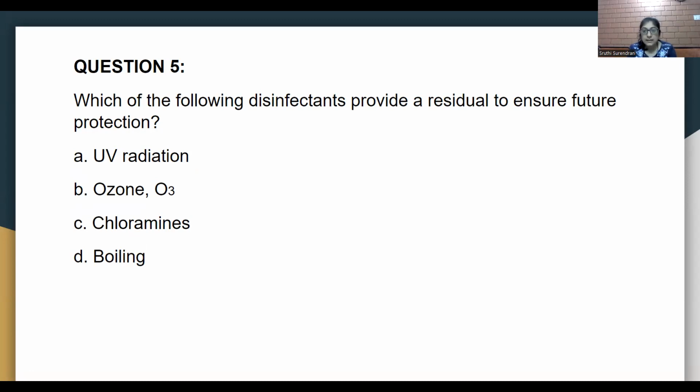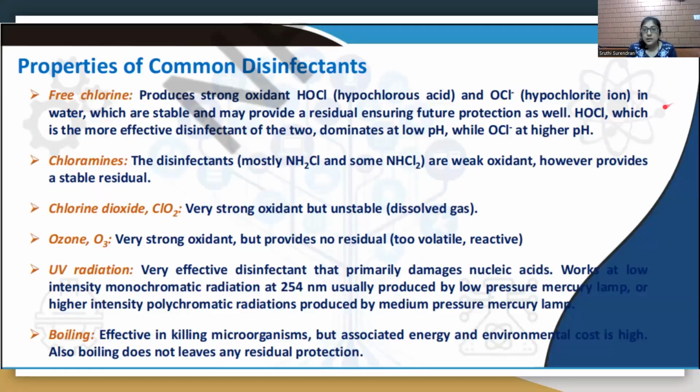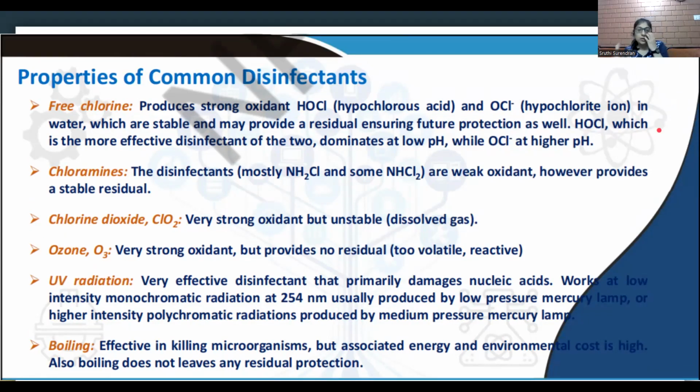Okay, Sangamitra and Kiran have given the answer. Mujahid also has given the answer C, which is the correct answer. So let's see what a residual is. A residual is when you put this product into water for chlorination, some reaction happens and some byproduct is available in water, which is also going to help in disinfection in the future. This is what is called a residual in terms of disinfection.